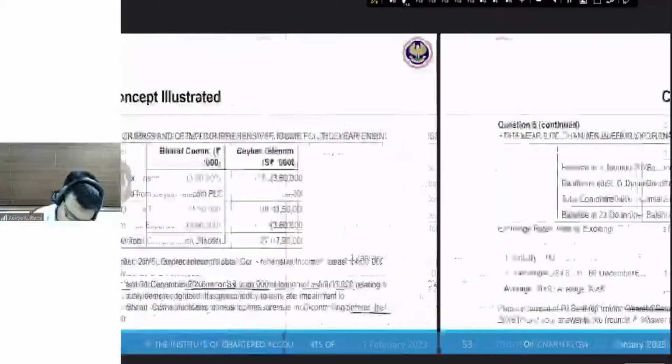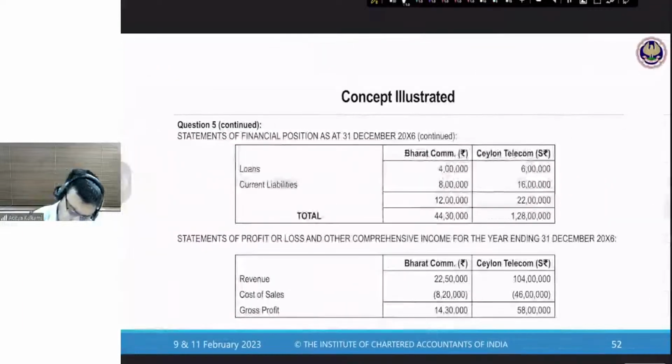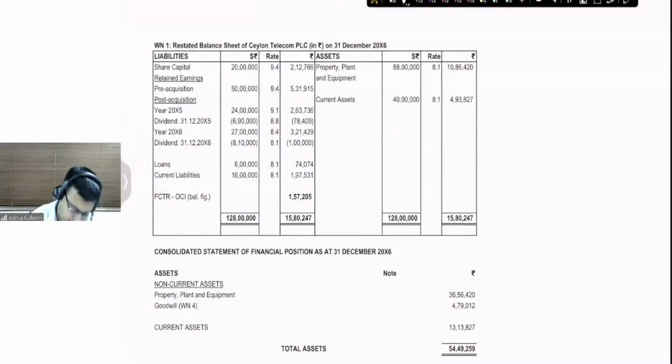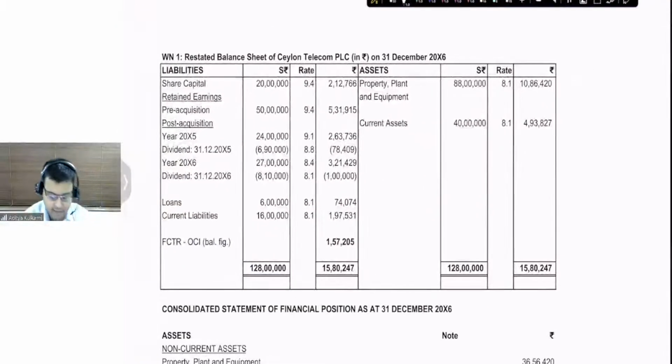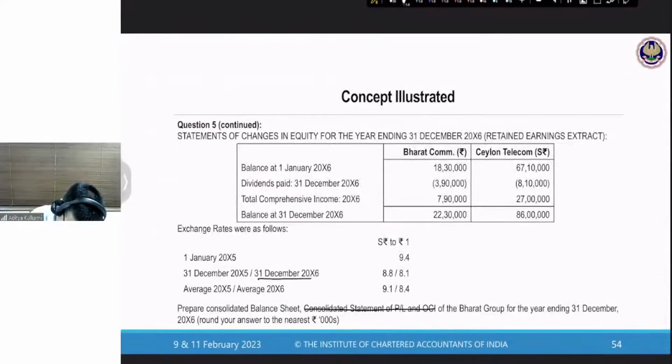Now coming back, I am given the balance sheet of Ceylon Telecom. So what does Ind AS 21 tell us? First thing, all assets and liabilities will be translated using the closing rates. Now if you look at restated balance sheets of Ceylon Telecom PLC, you have share capital, property, plant, equipment, current assets. So we start. So 31st December X6, what is the exchange rate which is given? 31st December X6 exchange rate is 8.1.